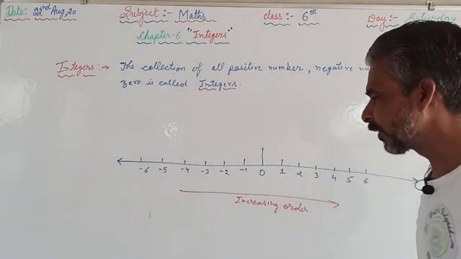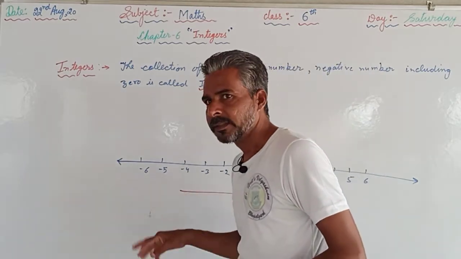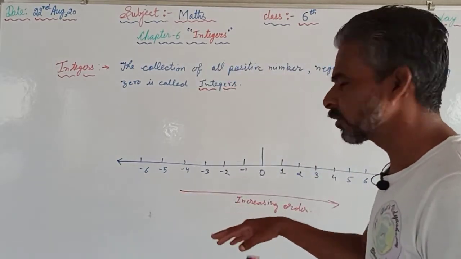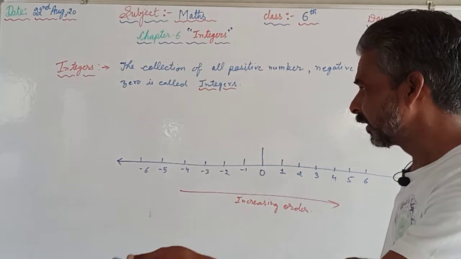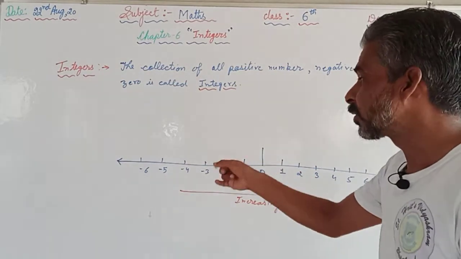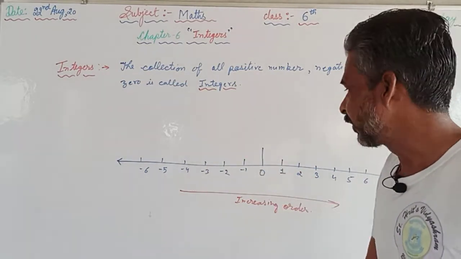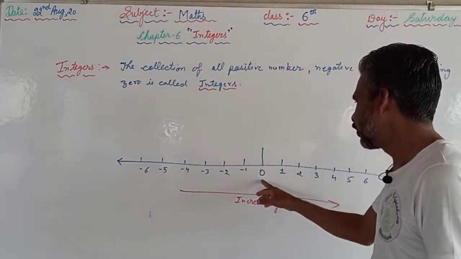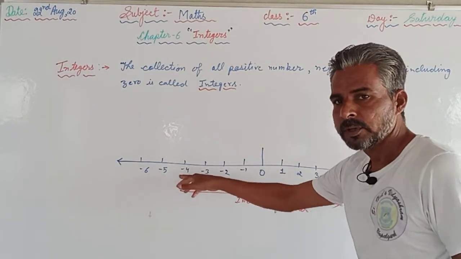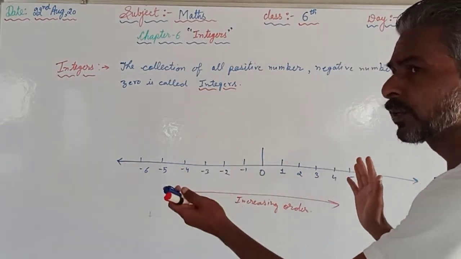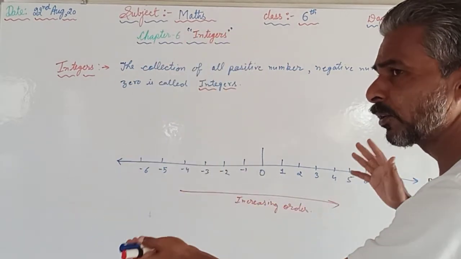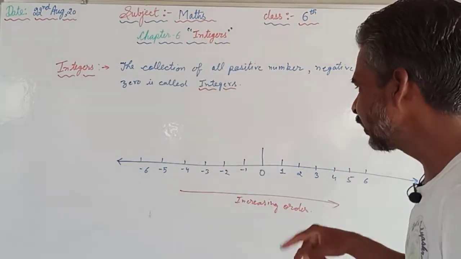At the same time if we compare -6 and -5, here again we are seeing that -6 is on the left hand side of -5, that's why -6 is smaller than -5. Here if we compare 0 and -4, so if we see 0 and -4, -4 is on the left hand side of 0, that's why -4 is smaller than 0.